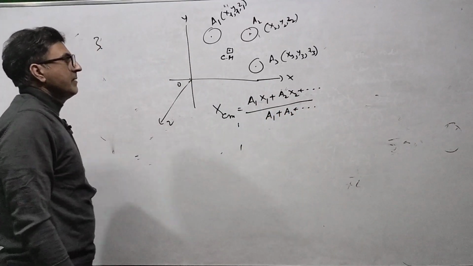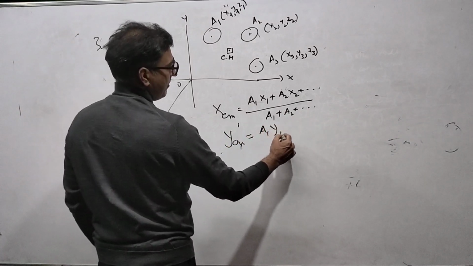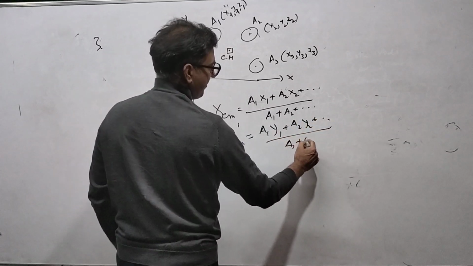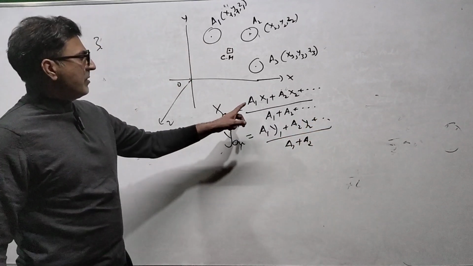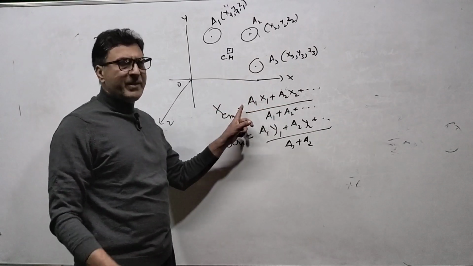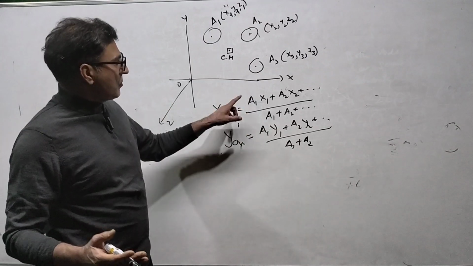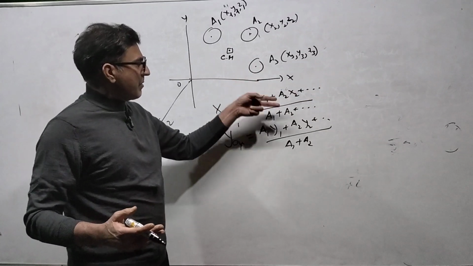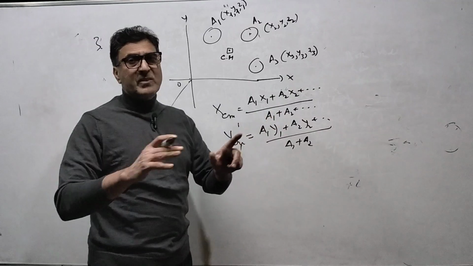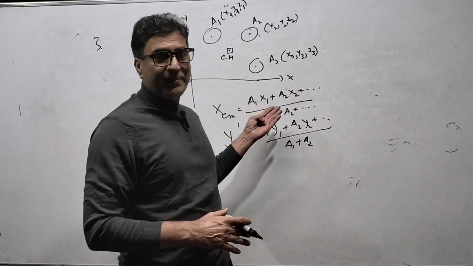Sum of the areas. What is YCM? That is A1 y1 plus A2 y2 plus so on, over the sum of the areas. It is the same logic here. First of all, it was m1 x1 plus m2 x2, but m1, the mass of the disk, will be mass per unit area into area. So the mass per unit area cancels from numerator and denominator, and there remains A1 x1 plus A2 x2. Same rule follows. Whatever we did in rods, the same thing we do here.